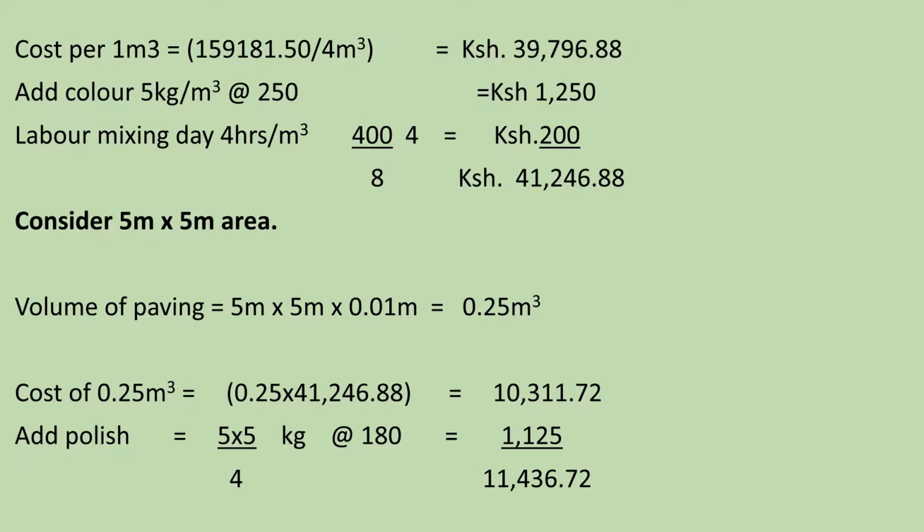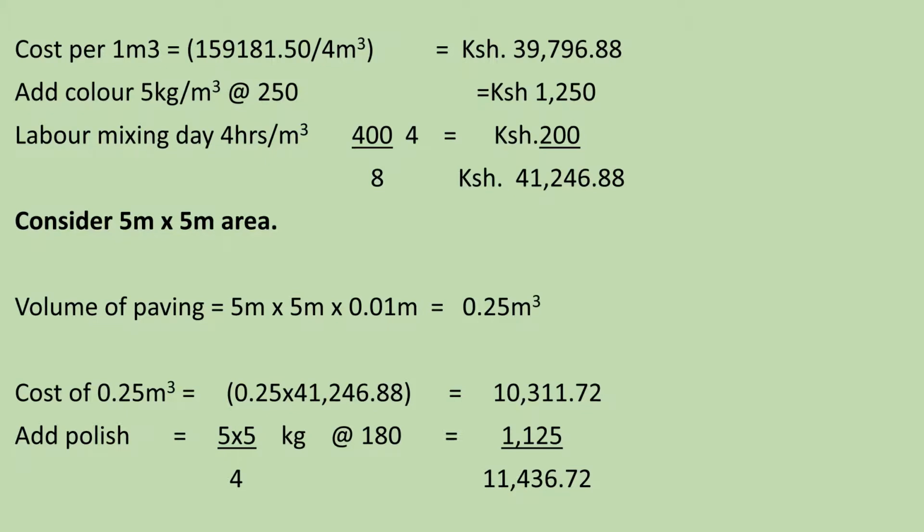Then we add the polish. In the data we are told Terrazzo polish 1 kilogram per meter cubic at 180 shillings per kg. So if 1 meter cubic takes 1 kilogram, which goes for 180, what about 0.25? So we shall take 1 kilogram goes for 4 meter cubic. 1 kilogram of terrazzo polish, 4 meter cubic. What about 1 meter cubic? So it shall be a quarter kg of terrazzo polish.